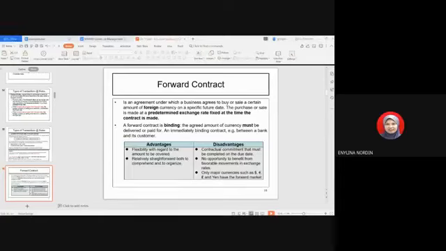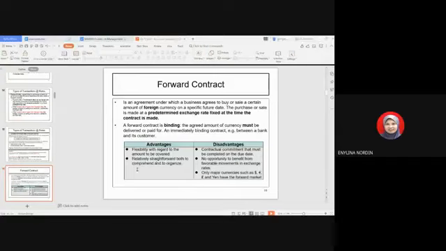A forward contract is binding. The agreed amount of currency must be delivered or paid for, an immediately binding contract that is between the bank and its customer. So this is the advantage of the forward contract: the flexibility with regard to the amount to be covered. So it's flexible.